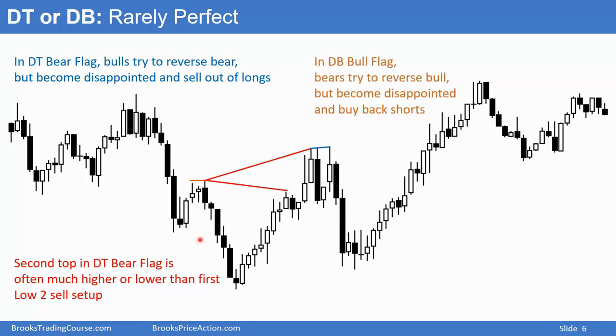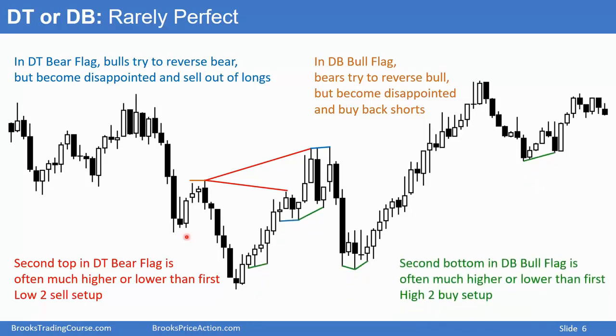In a bull trend, there's often a double bottom bull flag, and it's two attempts by the bears to reverse the bull trend. They become disappointed and buy back their shorts. The bulls are confident that the bears will fail, and they buy as well. The bears twice tried to reverse, and they gave up.